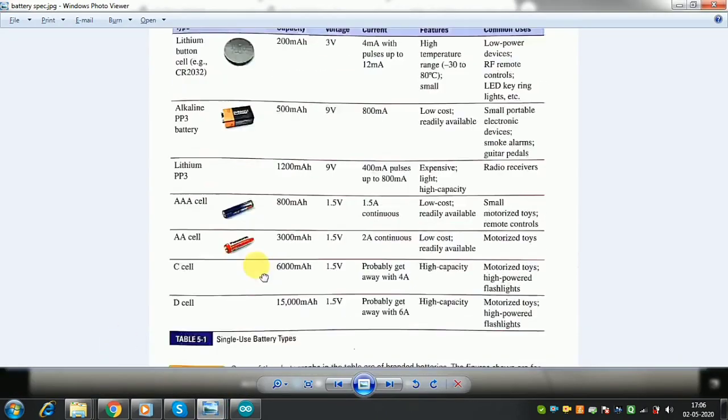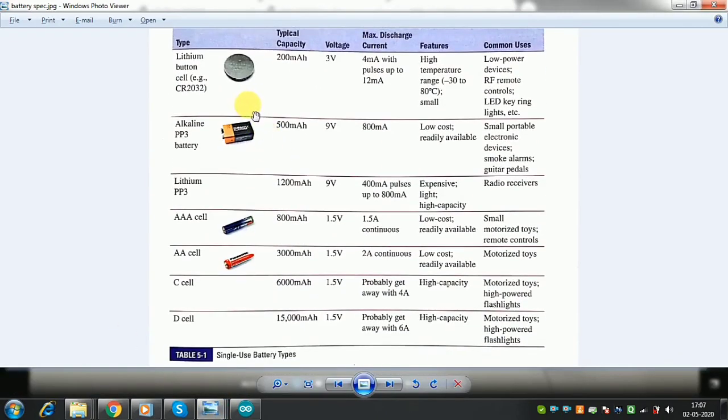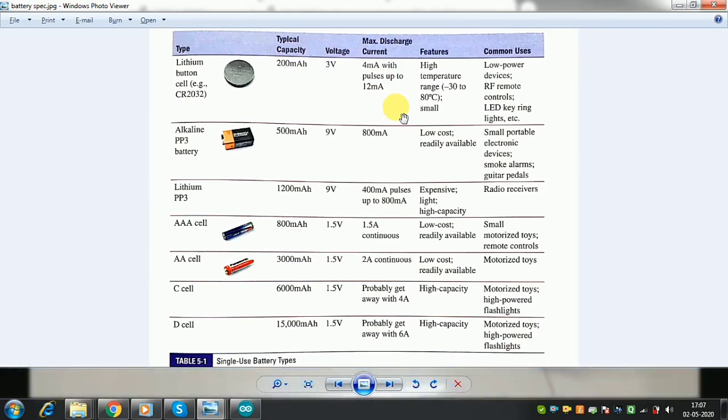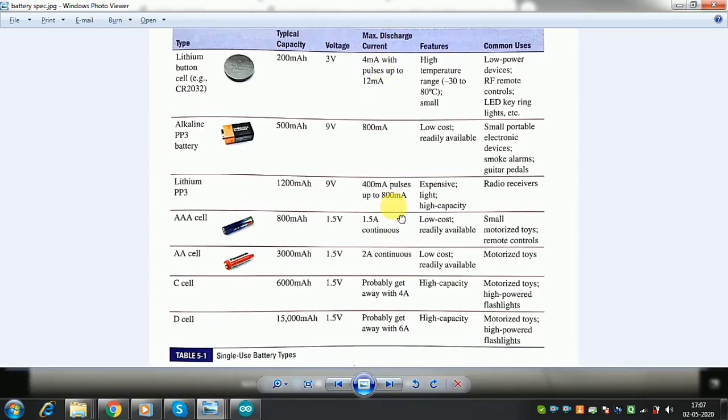Okay, so you see here, these are the different battery types. The first one is coin cell. I'll share this sheet with you, and it is also available in the YouTube video, so you can see it here. These are the typical capacity of this battery, these are the voltage they carry, and these are the maximum discharge current. Each battery has a maximum discharge current, because all batteries have some internal resistance, so it cannot give you more current than this. Everyone has some limitation.